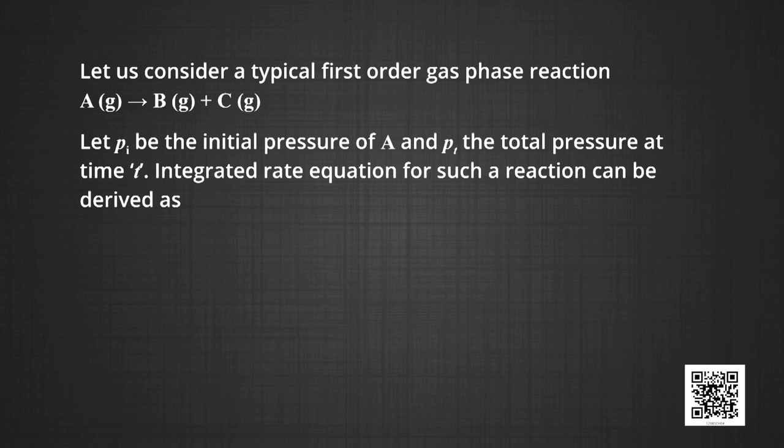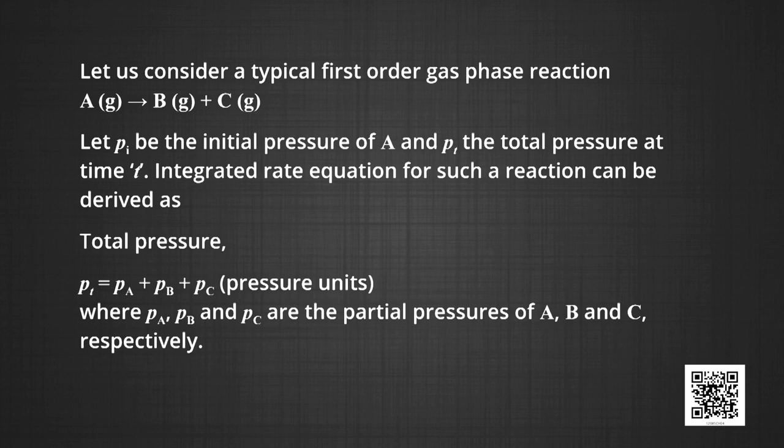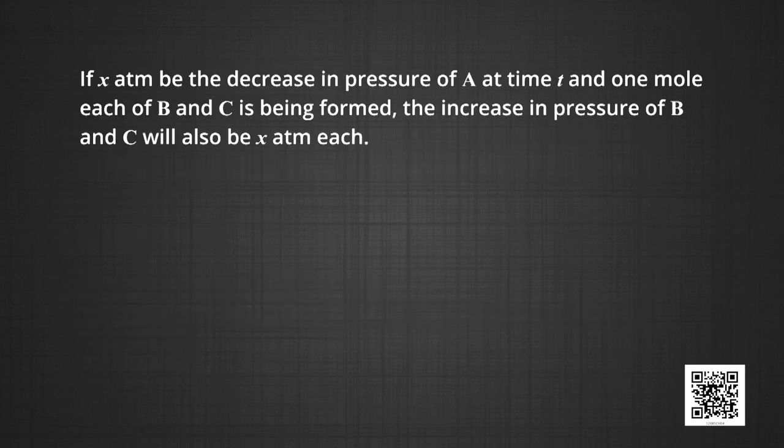Now, the integrated rate equation for such a reaction can be derived as follows. The total pressure Pt will be equal to Pa plus Pb plus Pc, where Pa, Pb and Pc are the partial pressures of A, B and C respectively. If x atmospheres be the decrease in the pressure of A at time t and 1 mole each of B and C is being formed, the increase in the pressure of B and C will also be x atmospheres each.